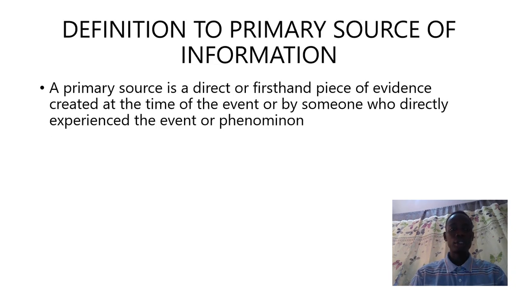So the definition. A primary source is a direct or first-hand piece of evidence created at the time of the event or by someone who directly experienced the event or phenomenon. So here, let me take an example of a road accident has happened. So at that particular instance, the time of action where the thing has occurred, assuming someone was there, that person has the access to the first-hand information or piece of evidence since the event has happened in his or her presence. That's why here they're talking of direct or first-hand piece of evidence created at the time of the event or by someone who directly experienced the event or phenomenon.